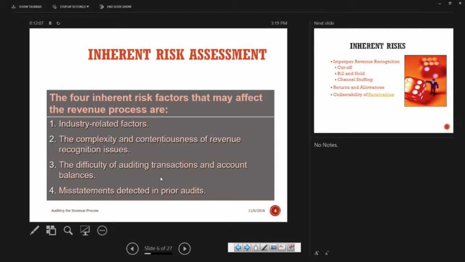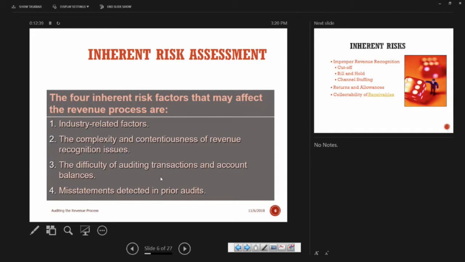Let's say, for example, the industry is not doing well overall. So the industry's revenue overall is depressed. That impacts the company as well. So let's say they have products that are coming off patent, that are no longer on patent, and that's going to affect revenue as well. So you want to look at, again, what are the risks that are borne by the industry that this client is in, and how does that impact revenue?